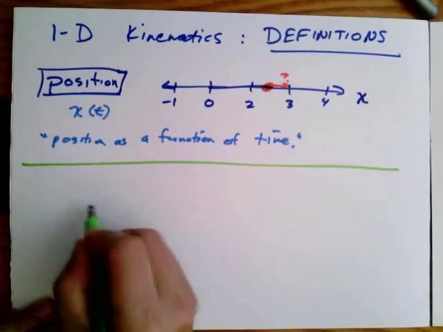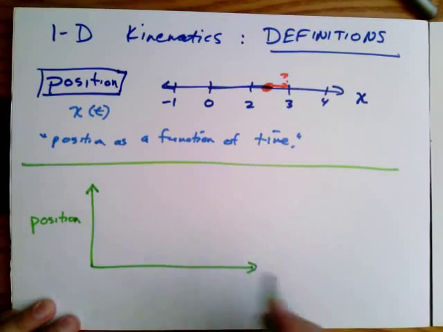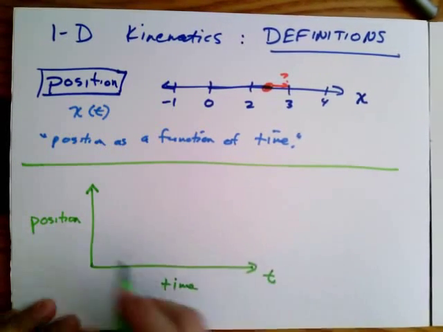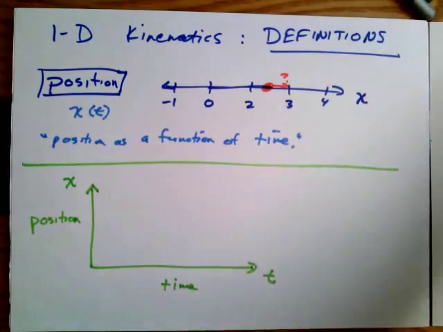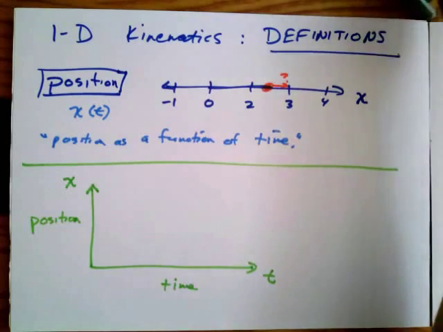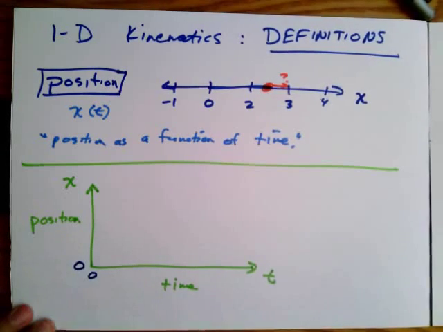Okay, let's make a plot of the position of the badger as a function of time. So we're going to make a plot. We're going to plot position versus time t. So that's x versus t. And the badger is starting at the origin, which is to say the badger starts at time t equals 0 at position x equals 0.